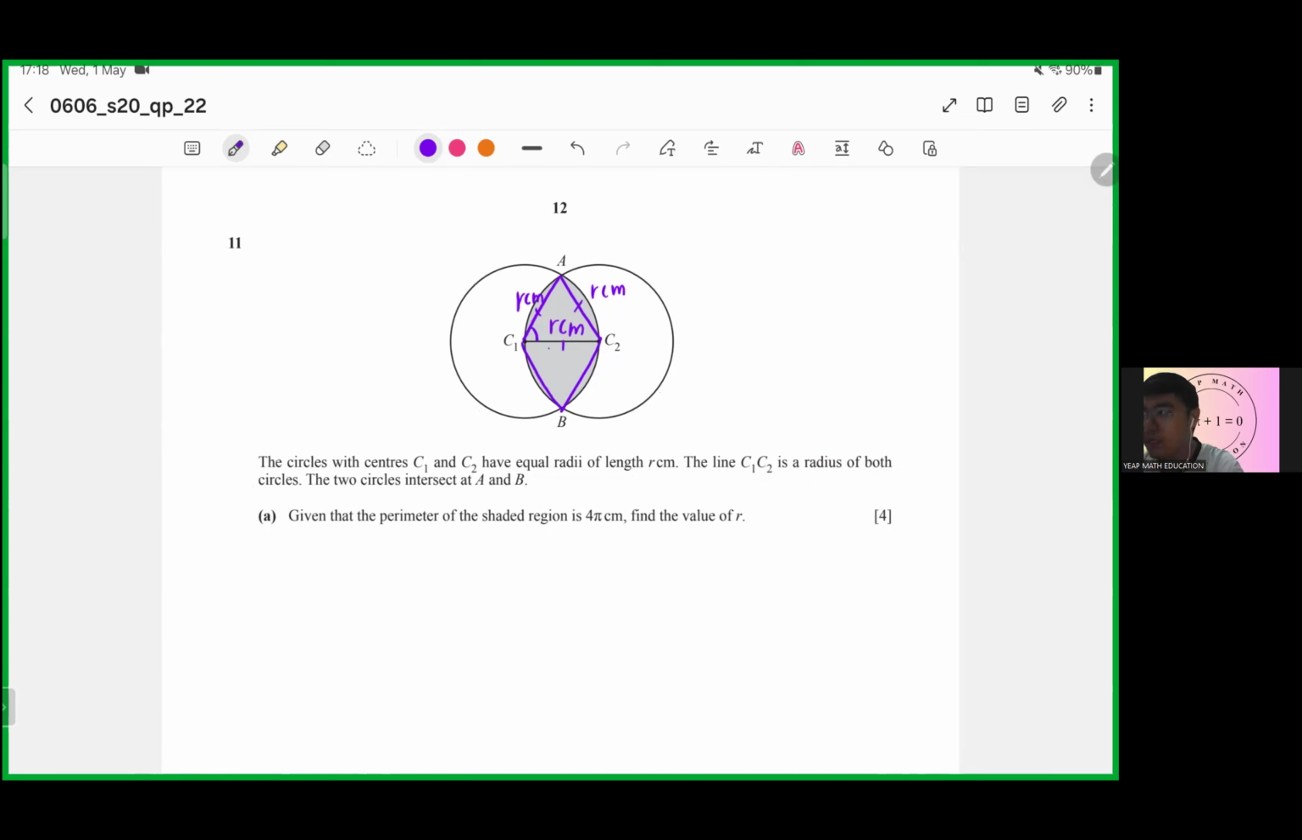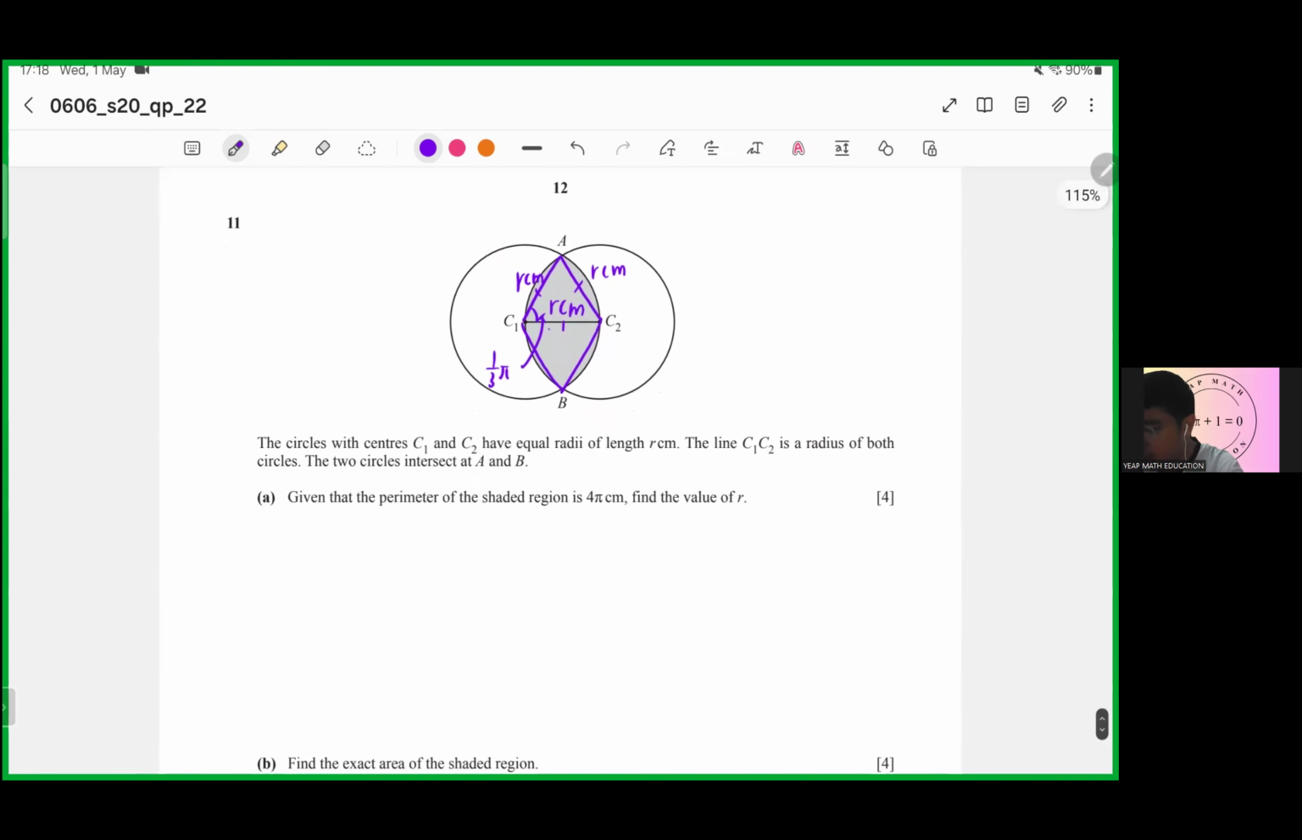60 degrees, we can take 1/3 pi here. Because it says the perimeter of the shaded region is 4 pi, we can take 2/3 pi r plus 2/3 pi r equals 4 pi. Okay, so I cancel this pi. 4/3 r equals 4. So r equals 3 cm.